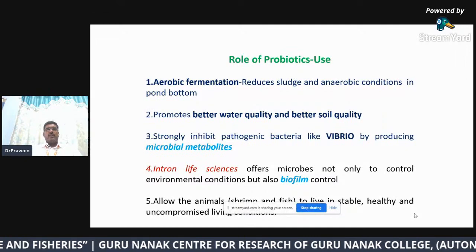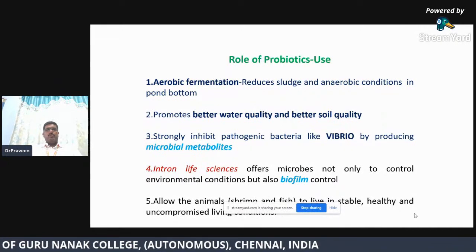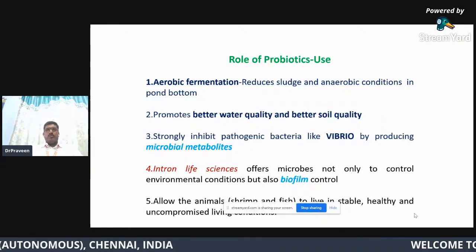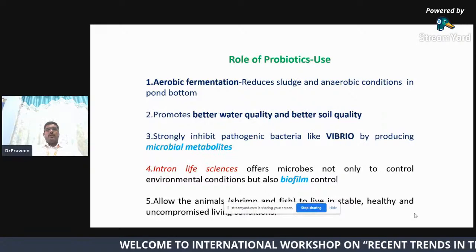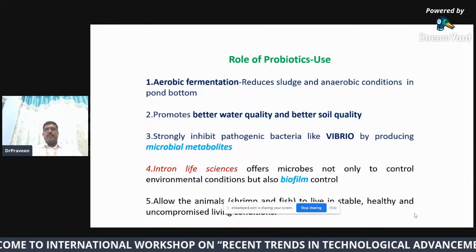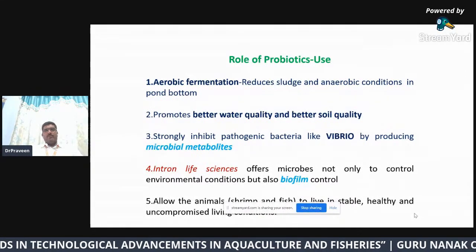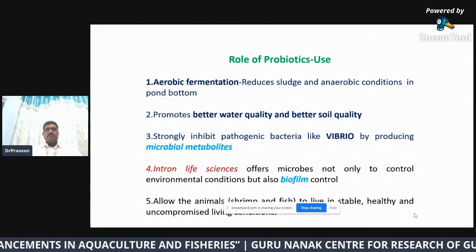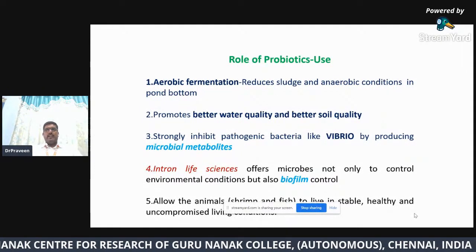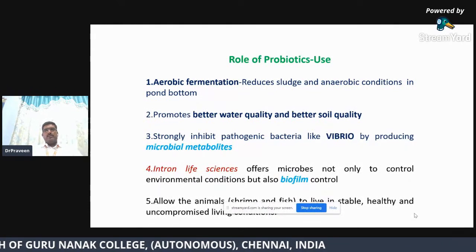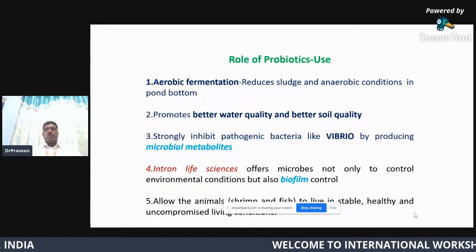This probiotic particularly inhibits strongly the pathogenic bacteria such as Vibrio. As I told, these probiotics produce microbial metabolites. These microbial metabolites prevent the growth, or the development, of Vibrio. These metabolites inhibit strongly this kind of pathogenic bacteria. If no Vibrio, no problem: no white spot, no white muzzle, and no white fecal problem also. And as we discussed earlier, EHP is another microsporidian parasite, Enterocytozoon hepatopenaei, which is also developing through Vibrio. These two cause slow growth syndrome.